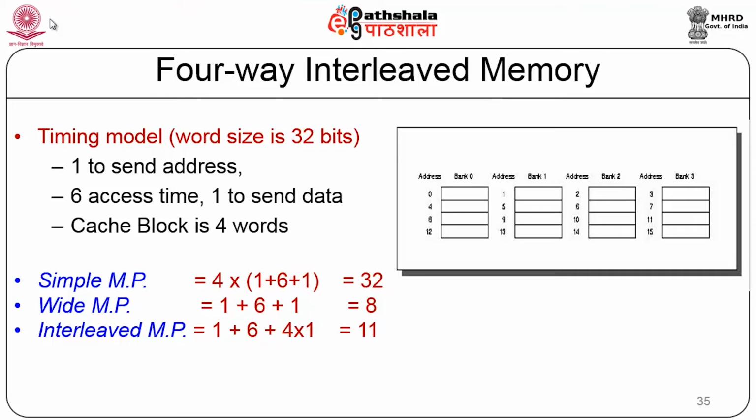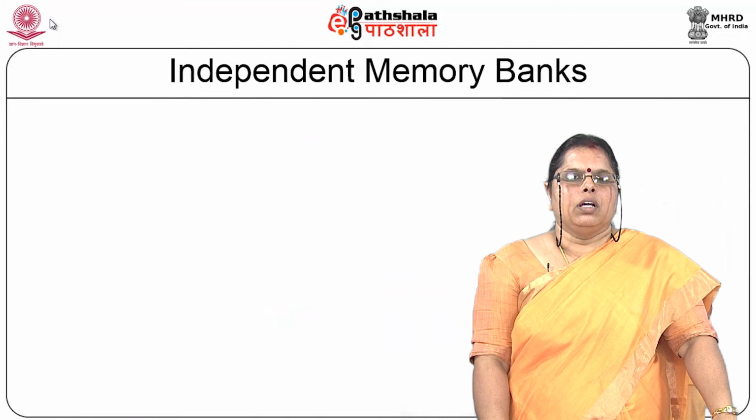Whereas if you are looking at interleaved memory, you have 1 clock cycle to send the address, and 6 clock cycles to start the transfer in one place, but it is interleaved with the other address sending. So it takes only 1 plus 6, and for the remaining words the sending of the data is going to take 1 clock cycle for every word. If you add that up, it is only 11 clock cycles.